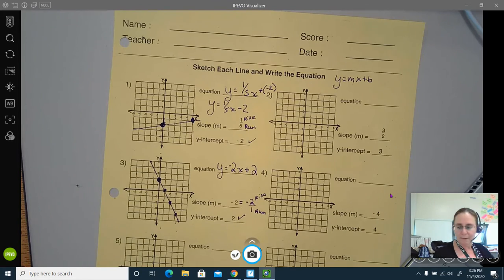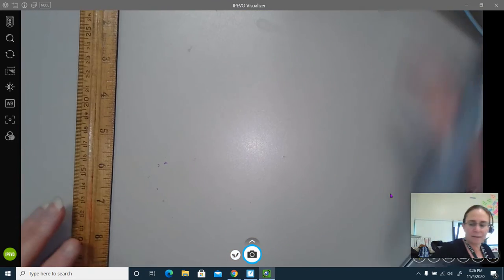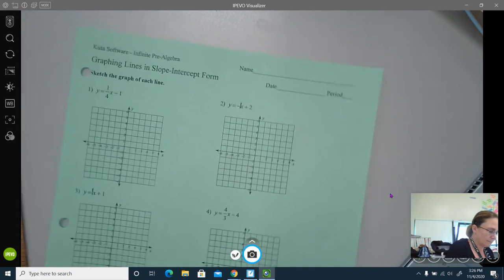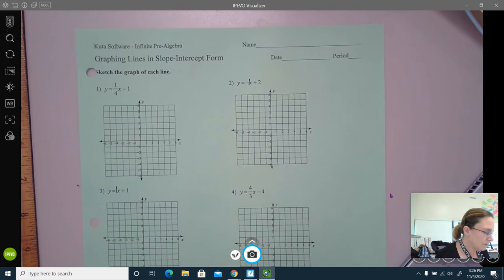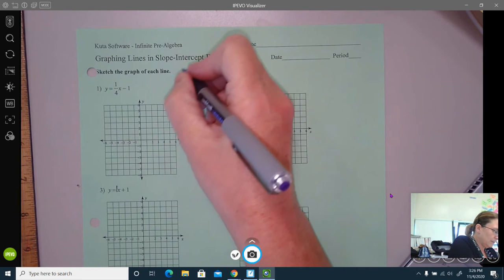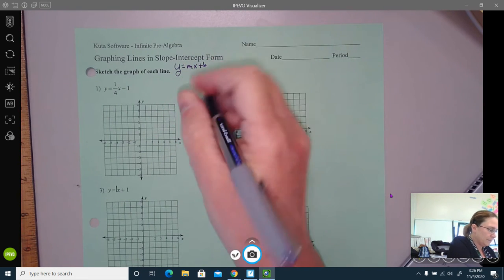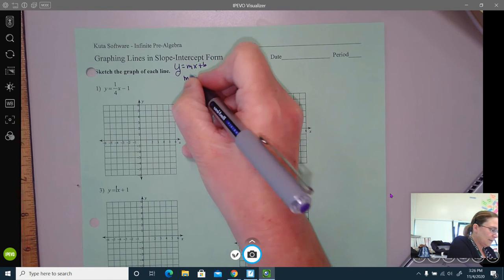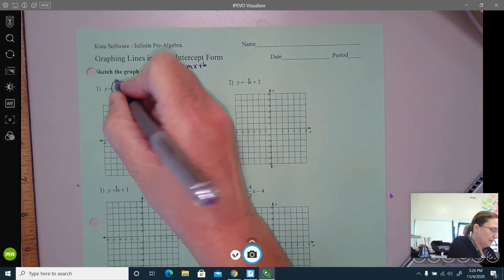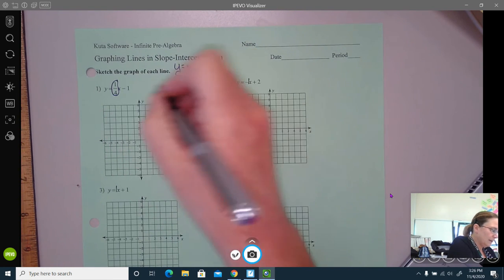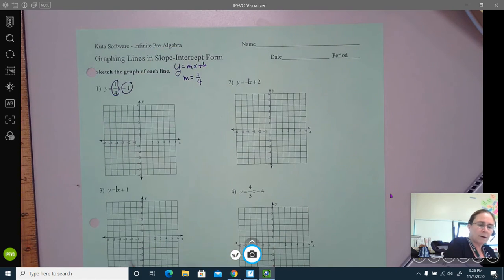All right, and the last one. All right, I'm going to walk you through a couple of these problems and see how it goes. Get you going here. So I'm just going to write over here, just to remind myself again, it's y equals mx plus b. The m in this case is here. It's 1/4. The b is this whole part of the rest of the equation, which is -1.